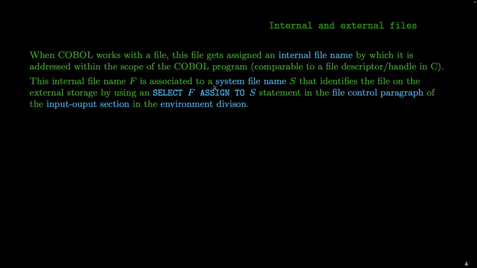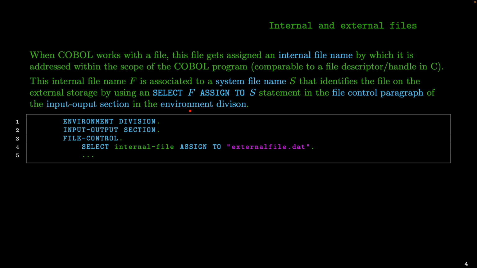And to this internal file name, we associate a system file name, which I call S for now, using this statement here: select F, internal file name, assign to S, the system file name. And this is done in the file control paragraph in the input-output section of the environment division. Now, this is what it looks like in code. So environment division, input output, file control, and then we have this statement here: select internal file, assign to external file. So as an example.